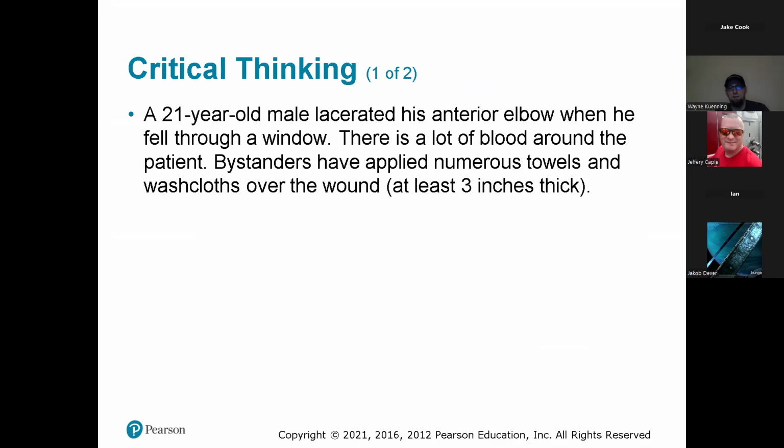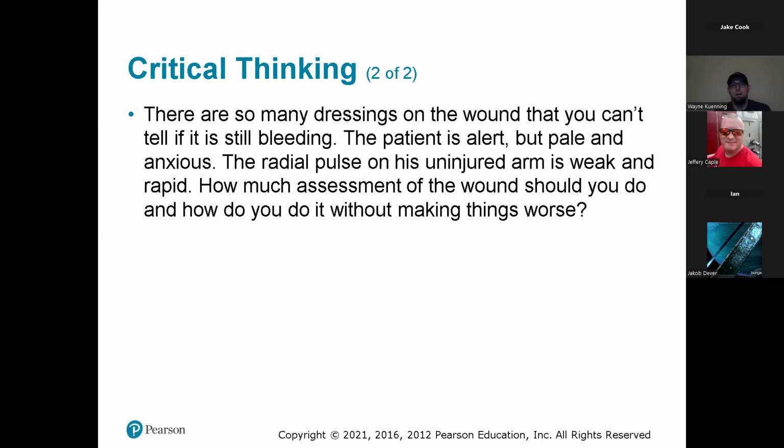We still got to see it, right? Our towels and washcloths, bandages. No, they are not bandages. So many dressings on the wound that you can't tell if it's still bleeding. The patient is alert but pale and anxious. The radial pulse in his uninjured arm is weak and rapid. How much assessment of the wound should you do, and how would you do it without making things worse?